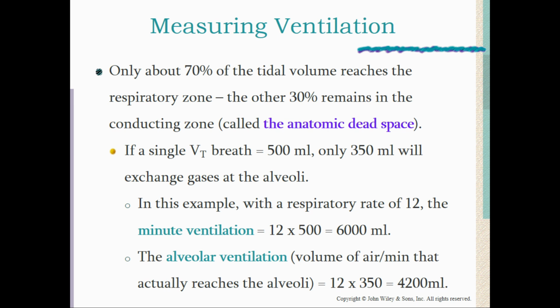The alveolar ventilation, the volume of air per minute that actually reaches the alveoli, will be 12 times 350. So out of that 6,000 milliliters, you're only going to get oxygen out of about 4,200 milliliters, again, depending on height and gender.